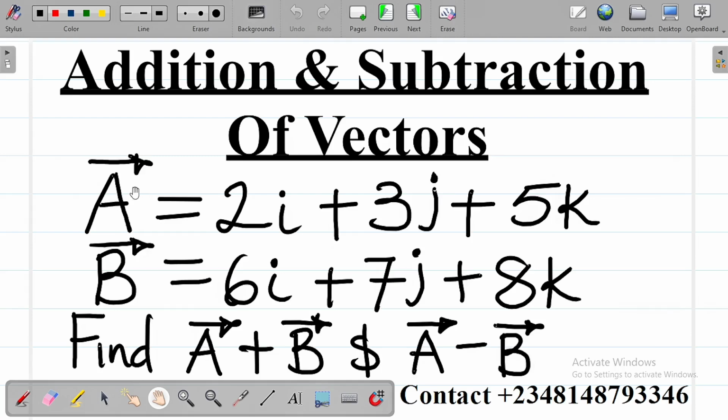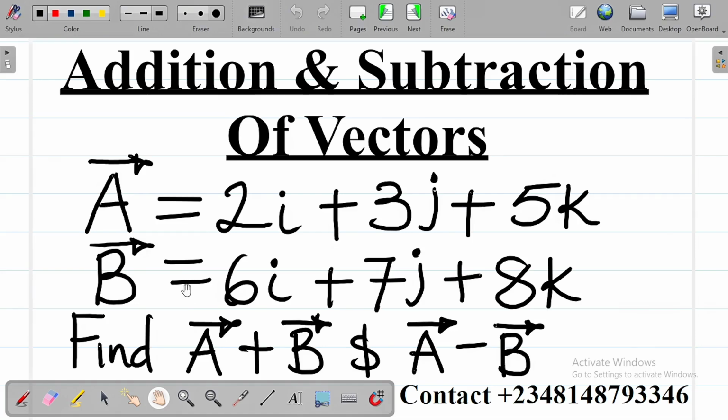Alright, we have here vector A is equal to 2i plus 3j plus 5k, and vector B is equal to 6i plus 7j plus 8k. And we are asked to find vector A plus vector B and also vector A minus vector B.